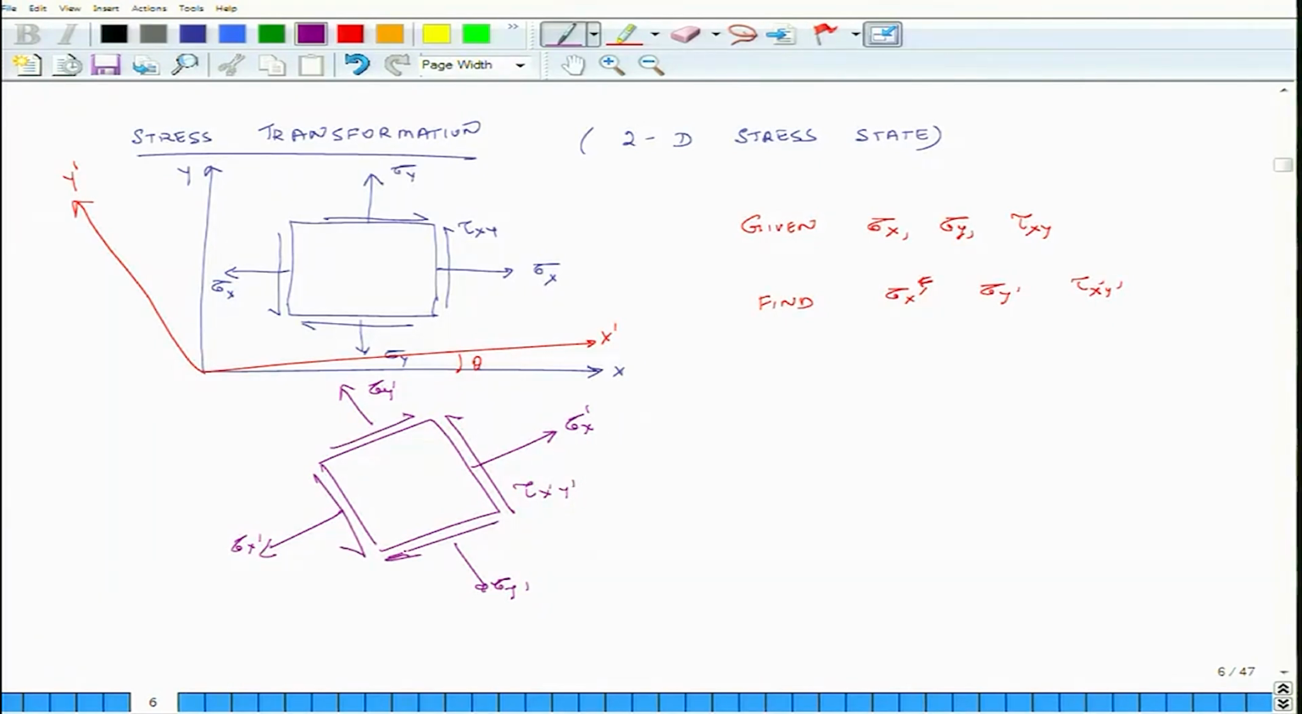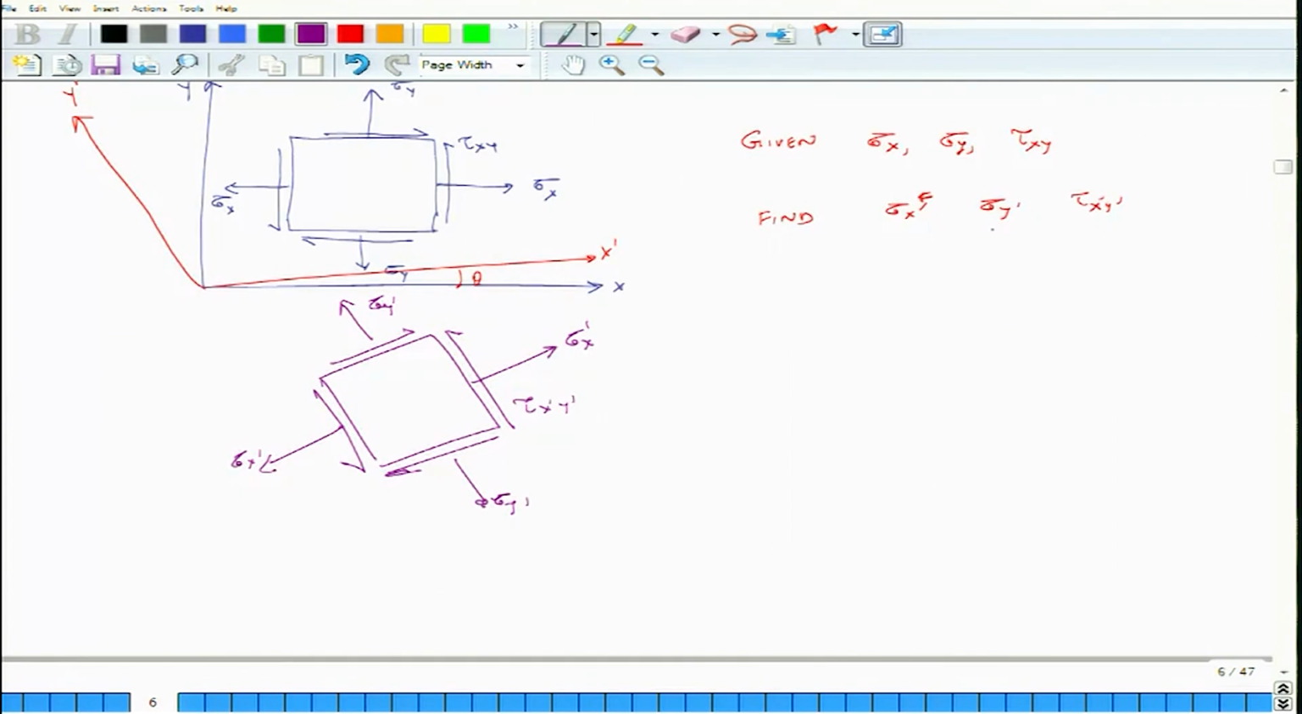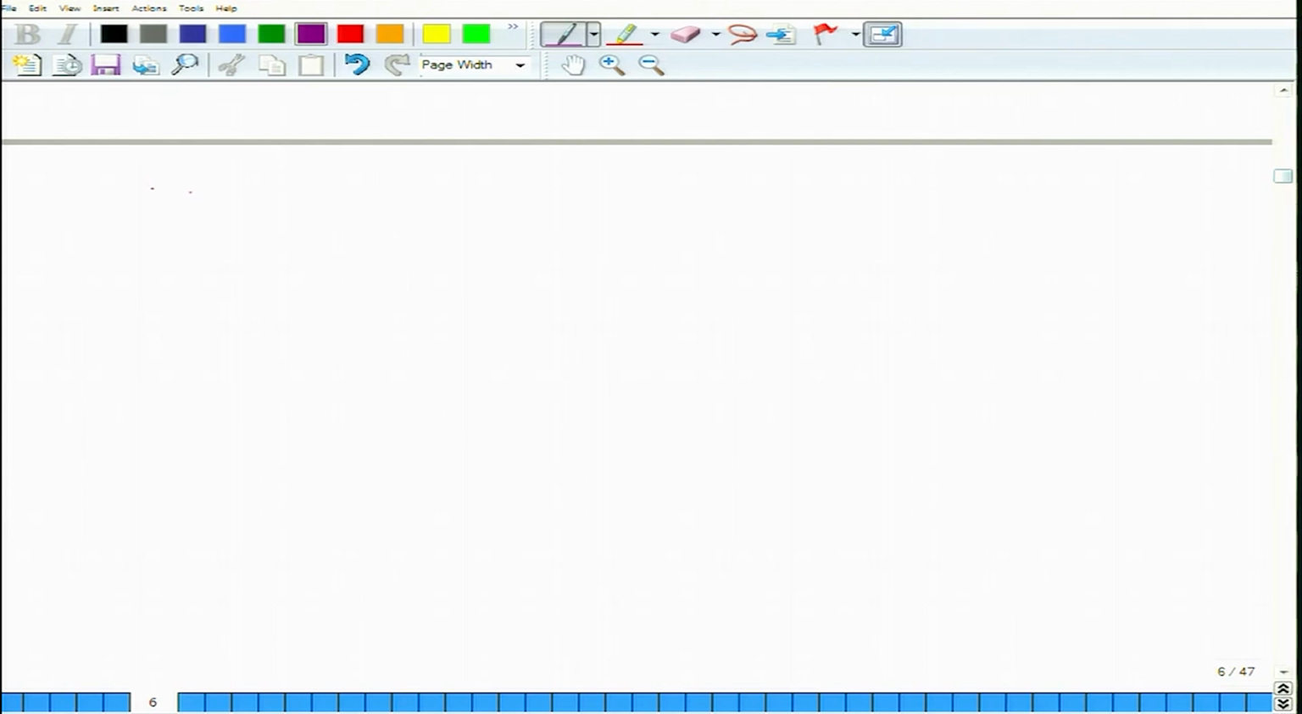This is something we have already done in our strength of materials courses, so we will just recap those results. Sigma x prime, sigma y prime and tau x prime y prime can be expressed in terms of sigma x, sigma y and tau xy using this relation.